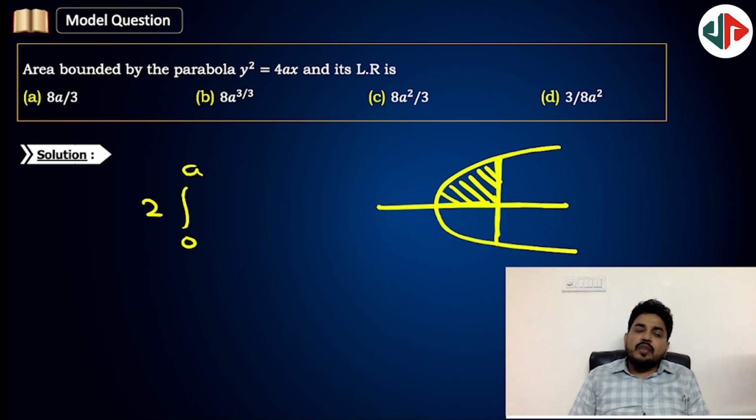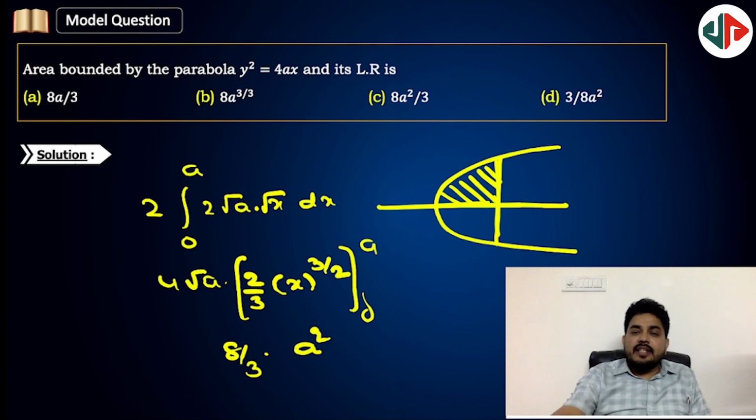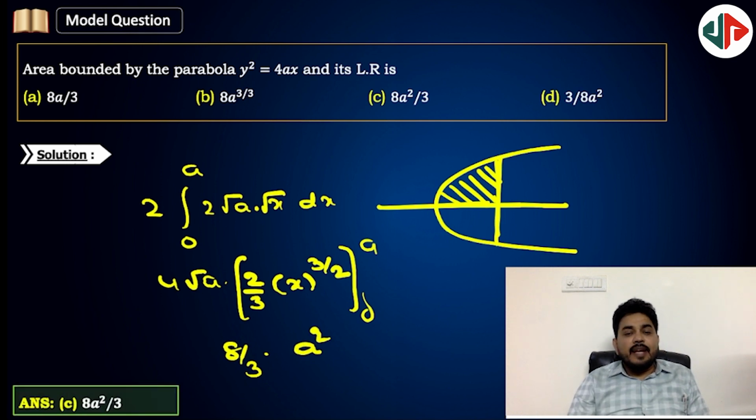What is y? y is equal to 2 root a into root x dx. So this value will be 4 root a into x to the power of 1 by 2 is 2 by 3 into x to the power of 3 by 2. So you substitute the limit 0 to a. So it will be equal to 8 by 3 a square. So answer is going to be 8 a square by 3.